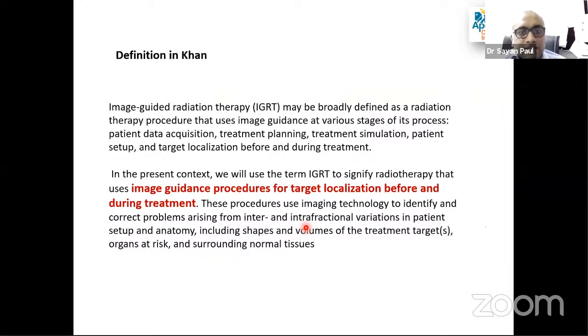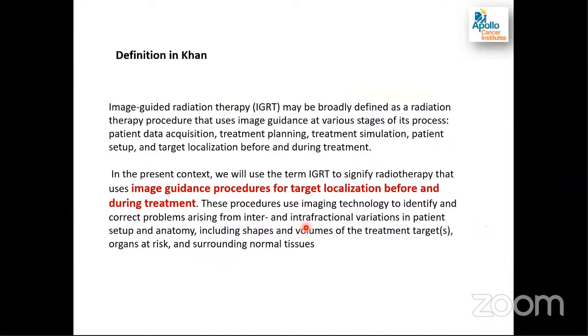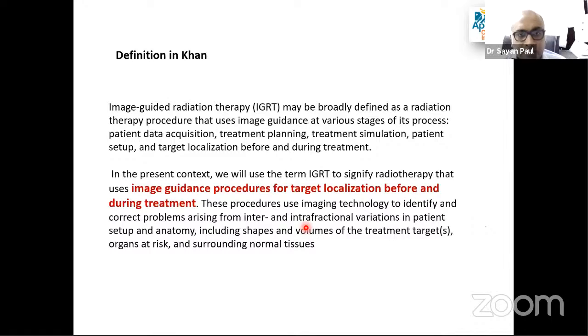So what is the definition in Faiz Khan's book about image-guided radiotherapy? I'll read it out. Image-guided radiation therapy may be broadly defined as a radiation therapy procedure that uses image guidance at various stages of its process: patient data acquisition, treatment planning, treatment simulation, patient setup, and target localization before and during treatment.